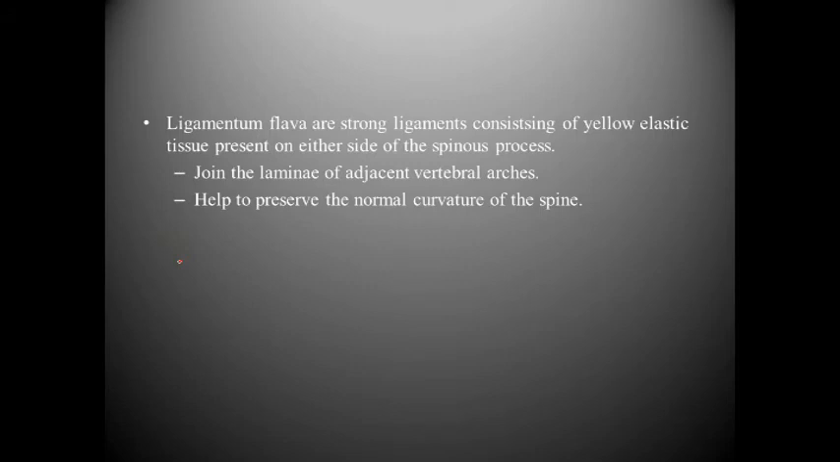Also, we have the ligamentum flava, which are strong ligaments consisting of yellow elastic tissue present on either side of the spinous process. They join the lamina of the adjacent vertebral arches and help to preserve the normal curvature of the spine. So that's what you want to know, is this last bullet point for the ligamentum flava.